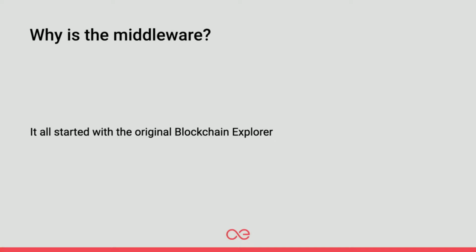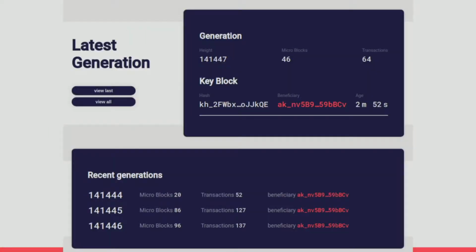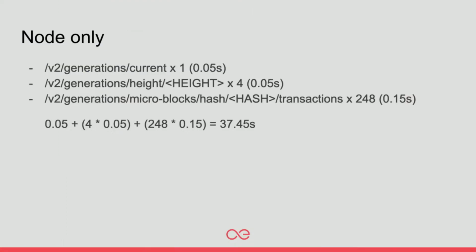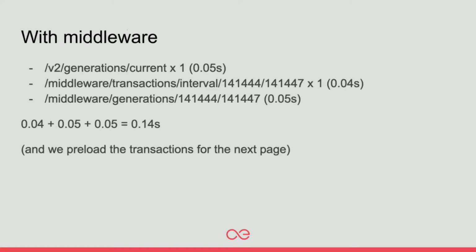It all began with the original blockchain explorer. So this was the page that people saw when they looked at the initial iteration of the blockchain explorer. And there is not an enormous amount of information on this page, but it turned out that in order to get that information, one had to ask an awful lot of questions. So we had to ask once for the top block, 4 times for a generation, and then 248 times for all of the transactions in a microblock. And the elapsed time for all of them was 37 seconds. So interactive performance was not really one of our strong suits at that stage.